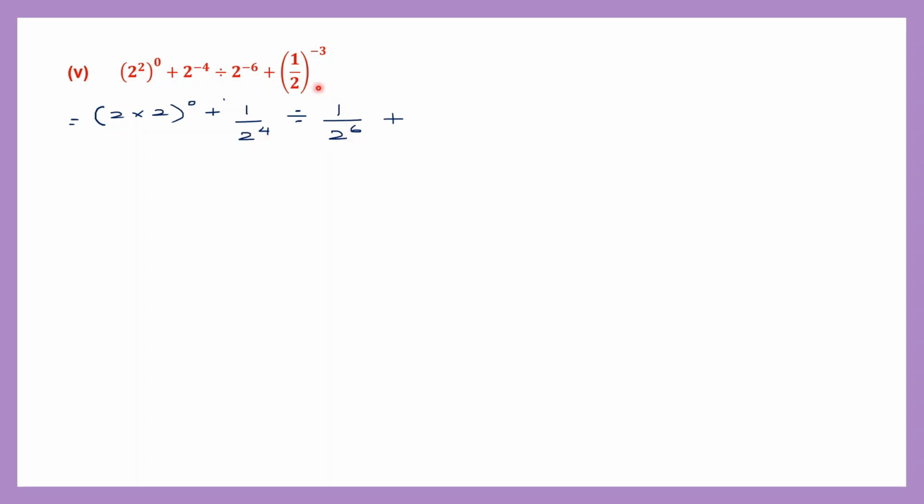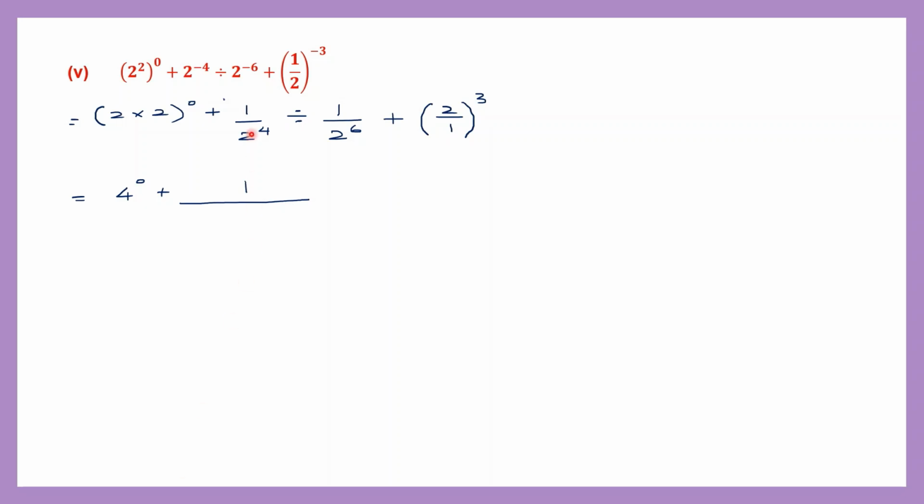Now if it is a fraction and if it is a negative power, then you write the reciprocal of this and make the power positive. That means 1 by 2 will now become 2 by 1. So this becomes 2 by 1 and the power will become positive. So that becomes 3. Now let's continue. So 2 into 2 is 4. 4 to the power of 0 plus 1 by 2 to the power of 4.